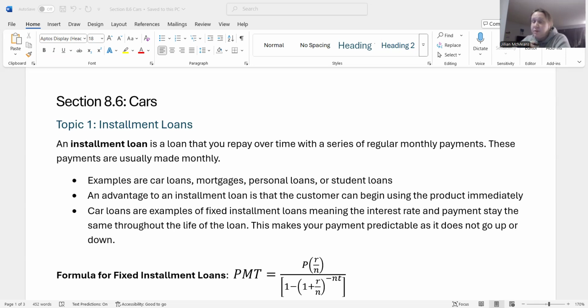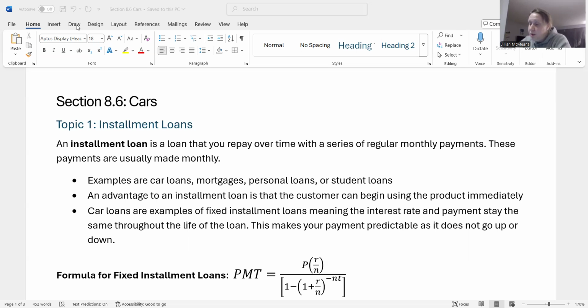We will also look at some pros and cons for buying versus leasing. We'll look at some pros and cons for buying used versus buying new. And then we will also look at gas mileage and the fuel cost for whatever type of car you have. So we're going to start out with topic one, which is installment loans.